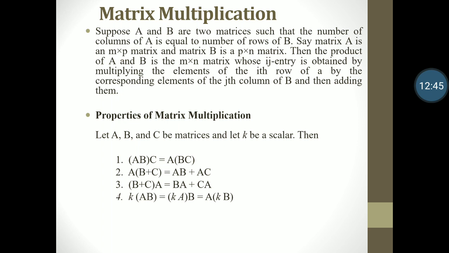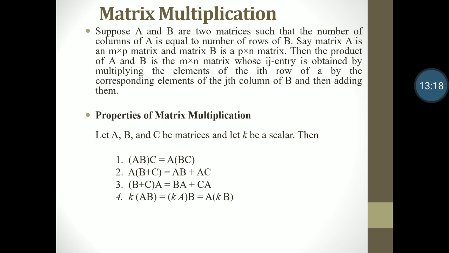Next is matrix multiplication. Matrix multiplication is a very simple thing, but we have to consider some things. Suppose A and B are two matrices such that the number of columns of A is equal to the number of rows of B. This is the essential condition for the multiplication of two matrices. Note, students, this is the essential condition.